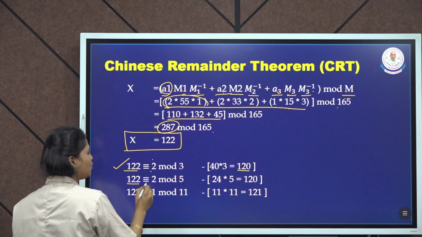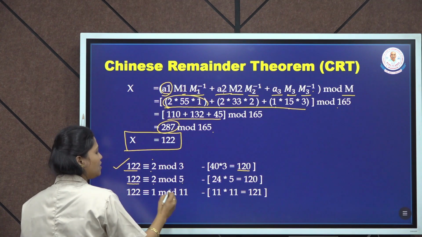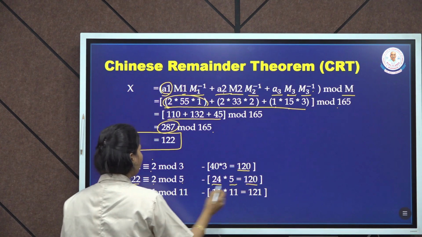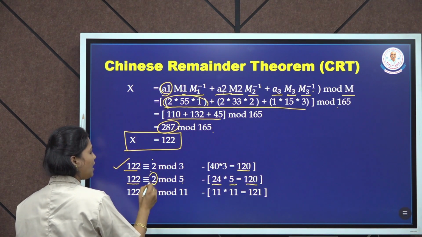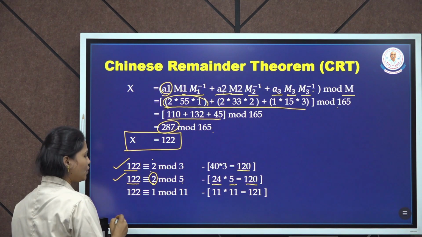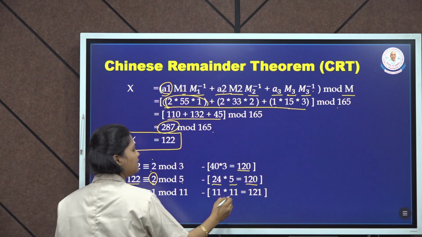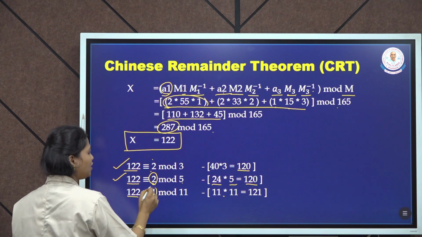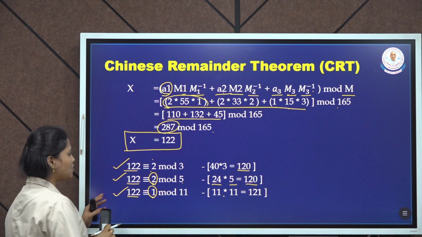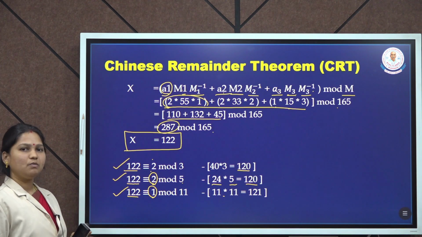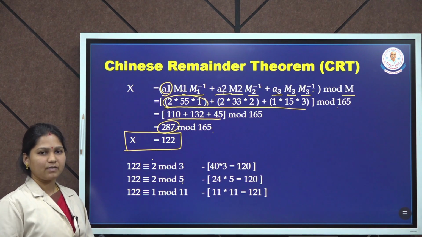Now 122 congruent to 2 mod 5. So 24 5s are 120. Then remaining we have 2. So this equation is also correct. Now 122 congruent to 1 mod 11. So 11 into 11 is 121. So remaining 1. So this equation is also correct. So by our Chinese remainder theorem, this is the correct answer for the x value.